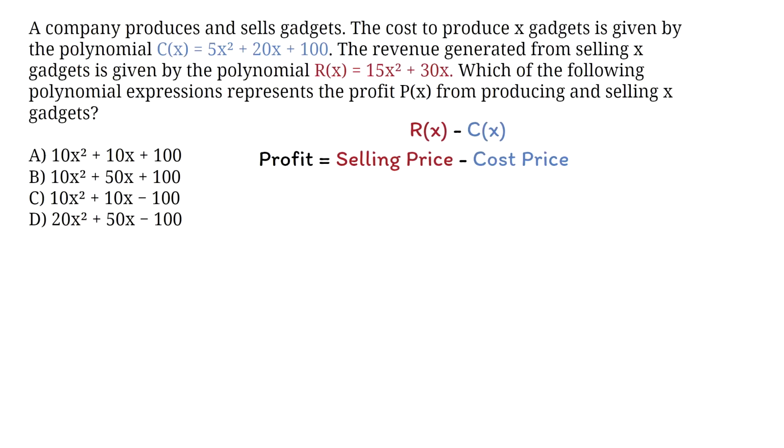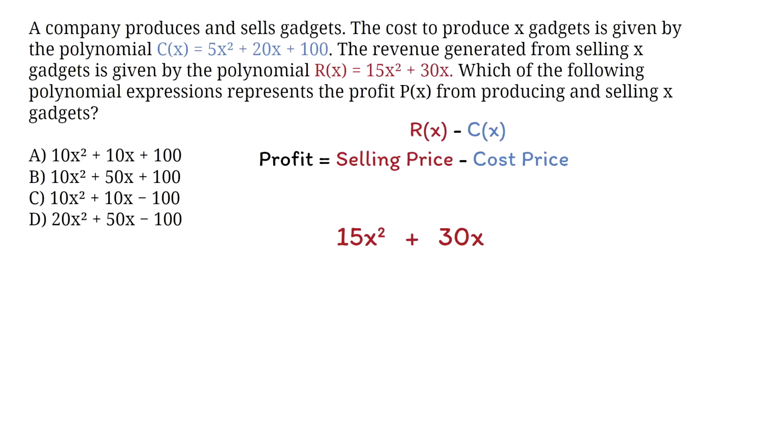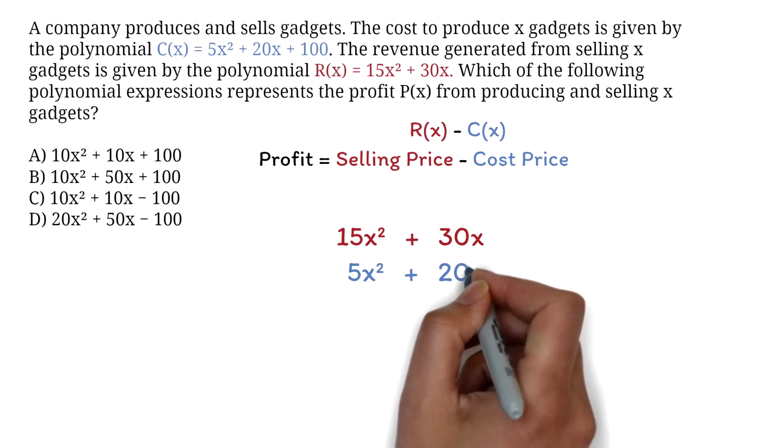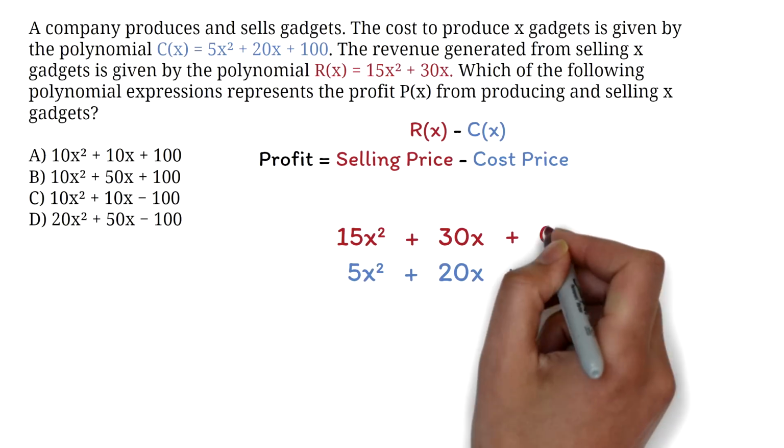For subtracting polynomials, I like to write it like this. I have the selling price or revenue here, 15x squared plus 30x. Then I will write the cost price here, 5x squared plus 20x plus 100. Notice I wrote each term under its respective term. So x squared terms are lined up, x terms are lined up. Because there is a constant term in the cost price and no constant term in the revenue, I can write a 0 here to make it clearer.